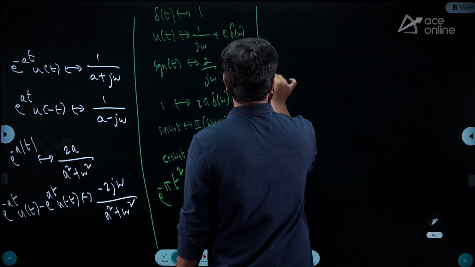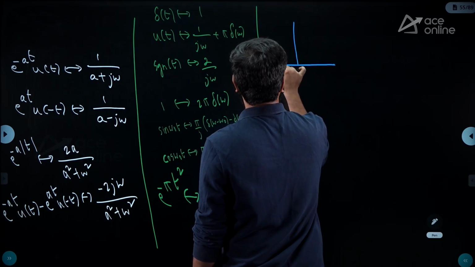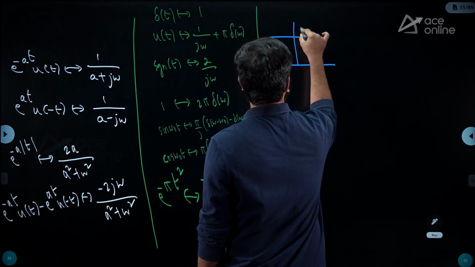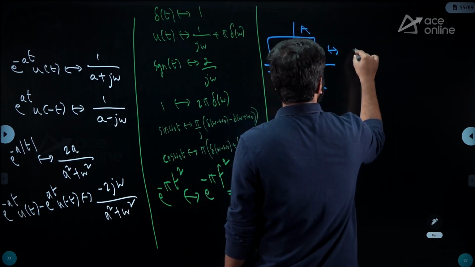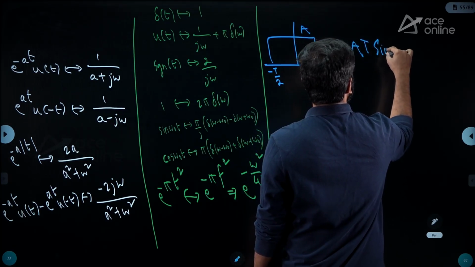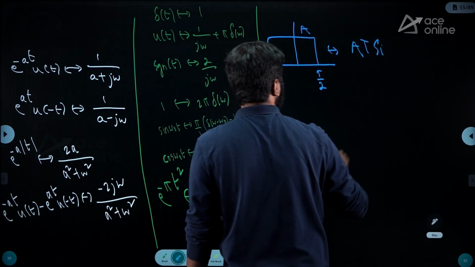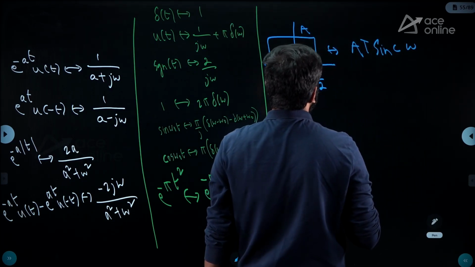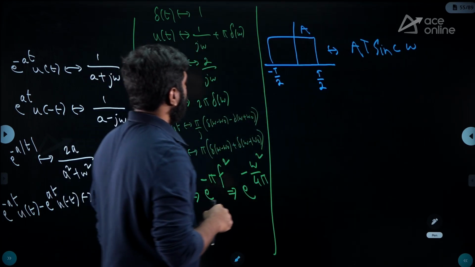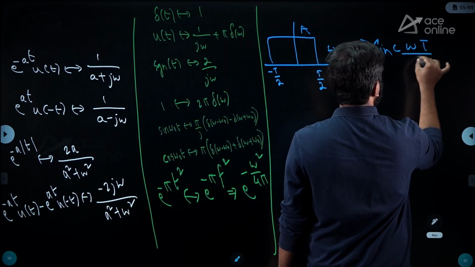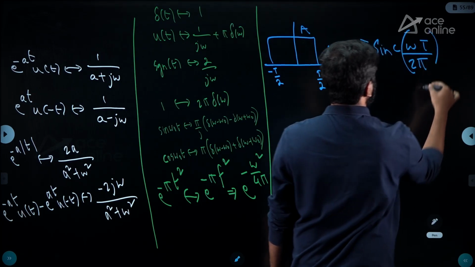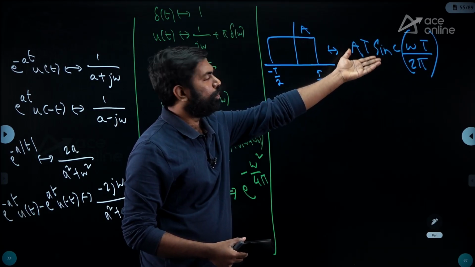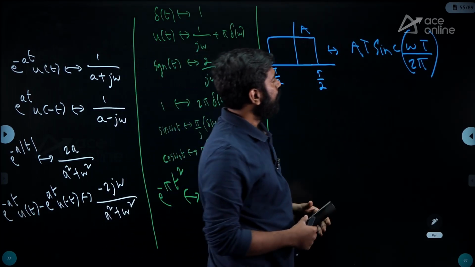Do you people remember this? This is minus T by 2, this is T by 2, let us say this is A. The Fourier transform is the area, that is AT, times sinc. I hope you remember this. It is sinc of omega into the width of the rectangle, which is T by 2 pi. So area of the rectangle, sinc omega into width of the rectangle, the width is T by 2 pi.